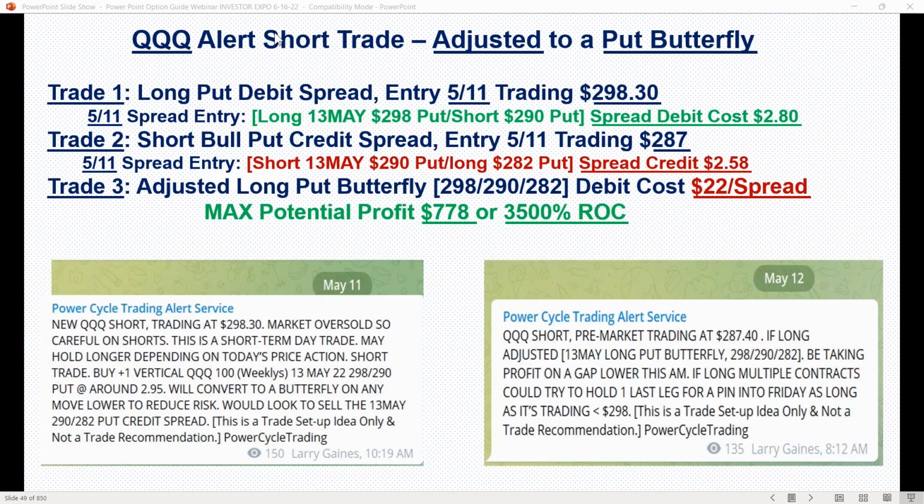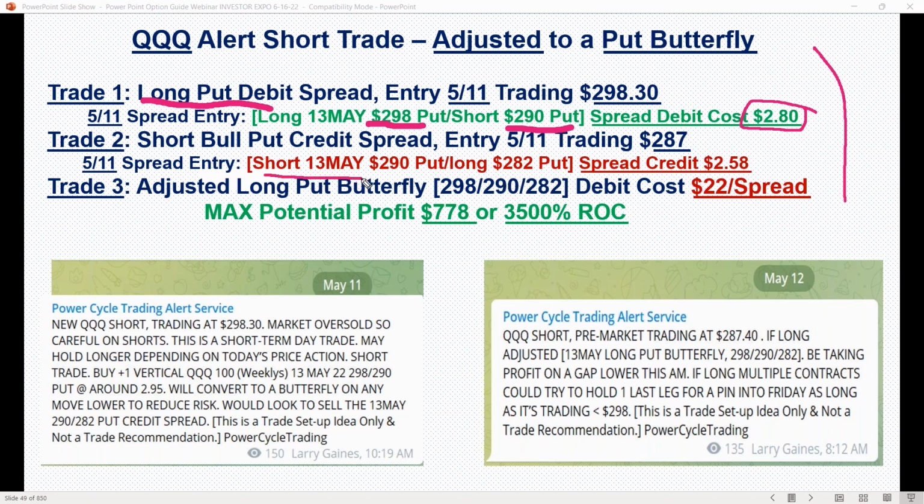So here was the trade. Originally, backing up into that original trade, it was set up as the debit spread. So trade one was the debit spread. We had the original setup, the 298 put, short the 290. Okay, so that was the original trade. That cost $280.